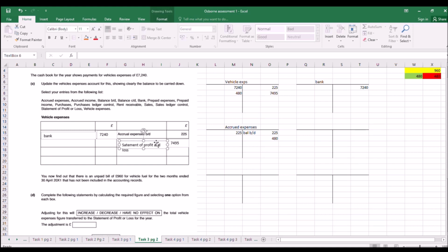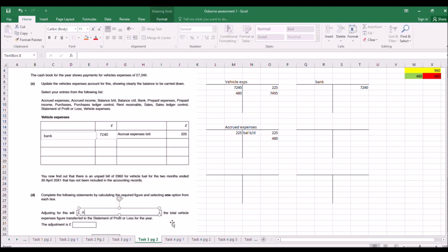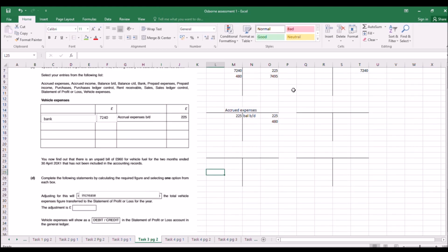Let's go back to here. It's just a little bit of a dull question really without actually putting the extra items in there. So what we've done is we've gone from this figure here to this figure here. So let's just insert our shapes there. It's going to be an increase on the total vehicle expenses. And you see how having our T account just means that we don't really have to think about it. The adjustment is the total expenses figure transferred to the profit and loss. The adjustment is 480.